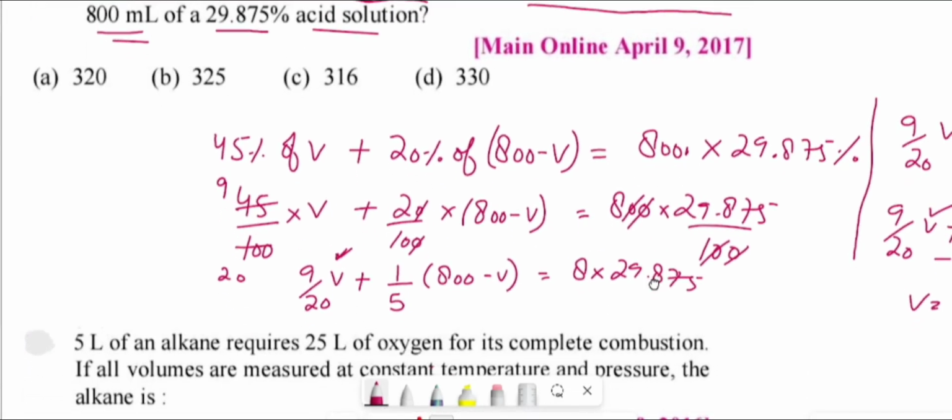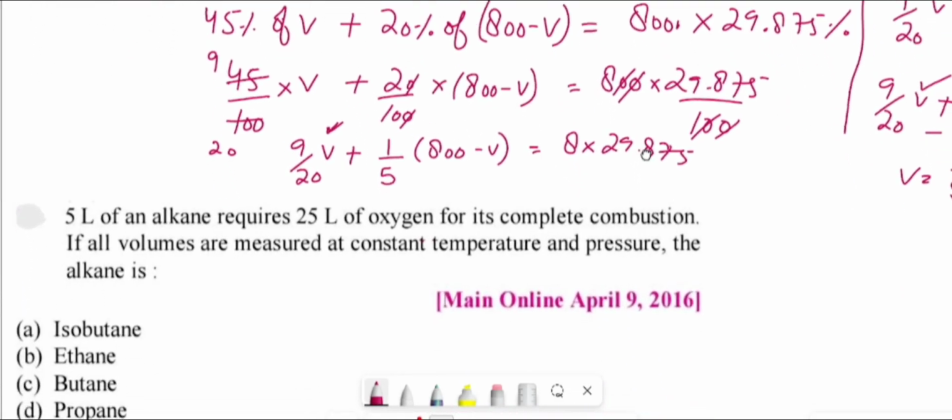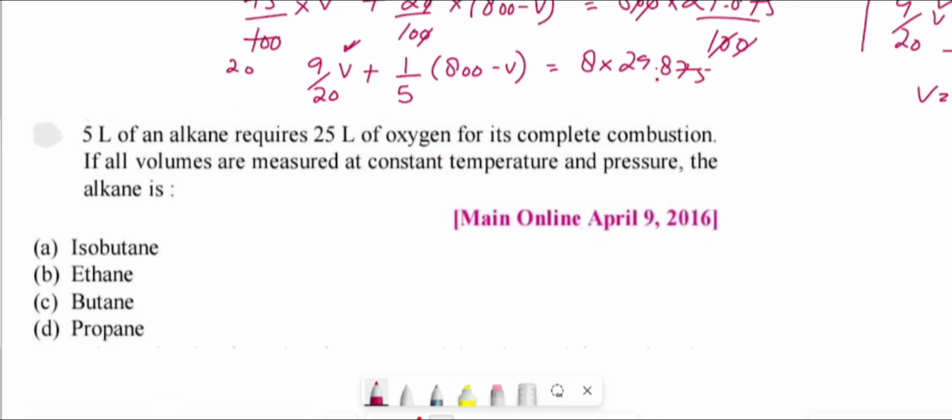After this, we are moving to question number 3. It says that 5 liters of an alkane requires 25 liters of oxygen. Okay, 5 liters of alkane requires 25 liters of oxygen for its complete combustion. So the reaction is a complete combustion reaction.